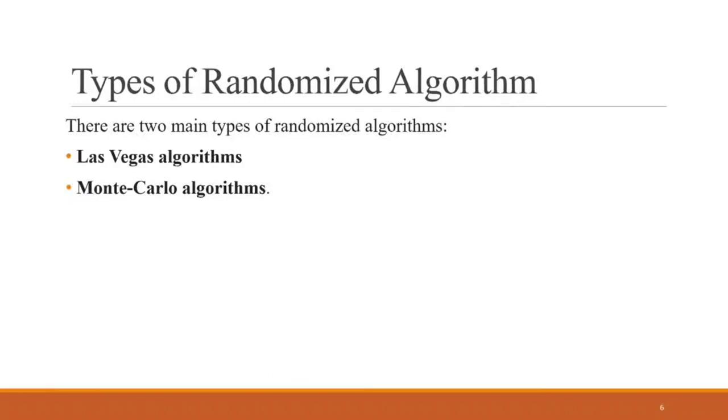Next, types of randomized algorithm. There are two main types of randomized algorithms: Las Vegas algorithm and Monte Carlo algorithm.